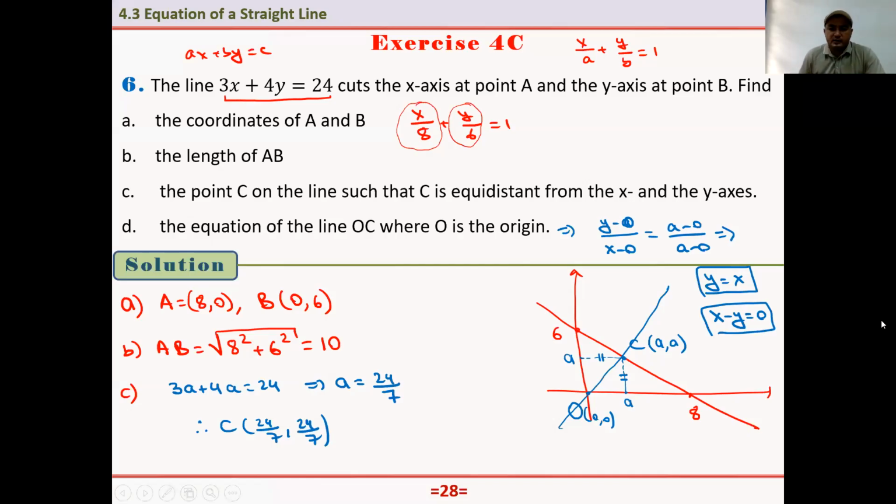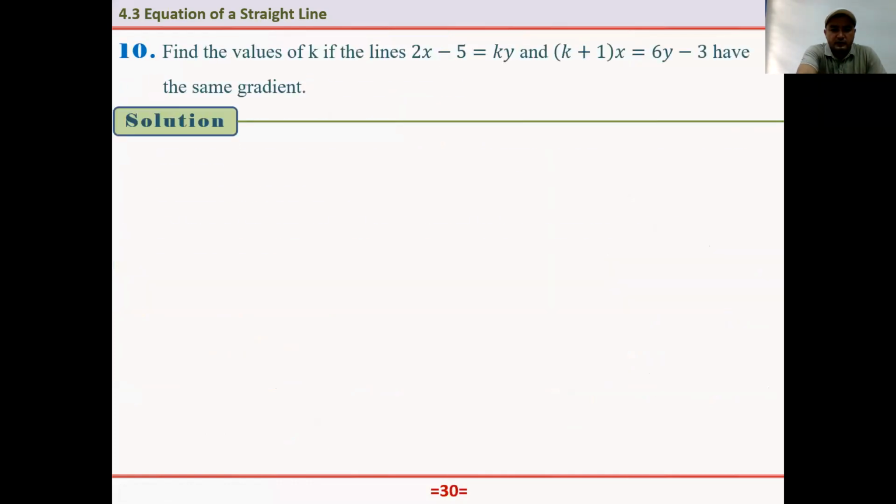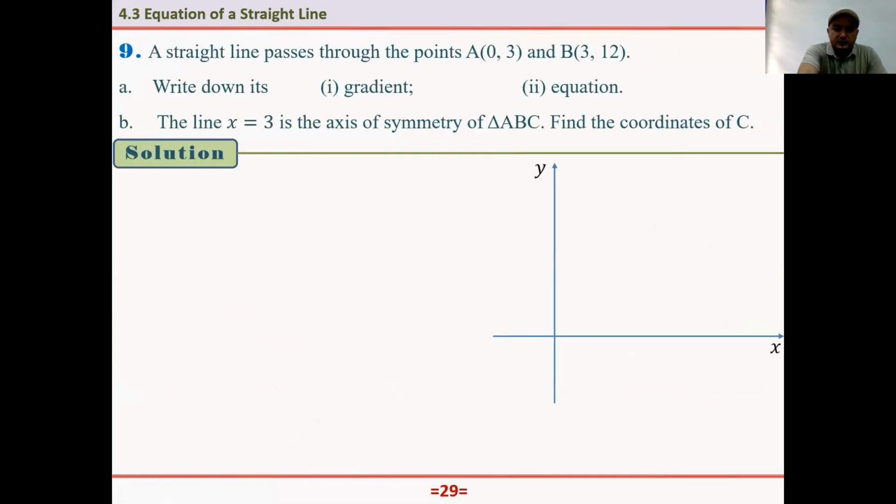The last example from exercise 4C. Now, I think we have 2, 3 more questions. Okay, then after that, we'll talk about something different. Not different, but we will actually consider these cases in more depth, okay? The equation of a straight line and the midpoint of a line segment. And after that, we will see some different problems involving these concepts.